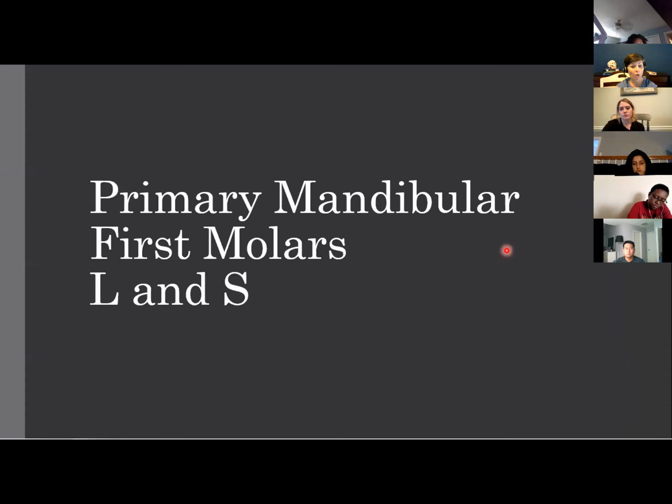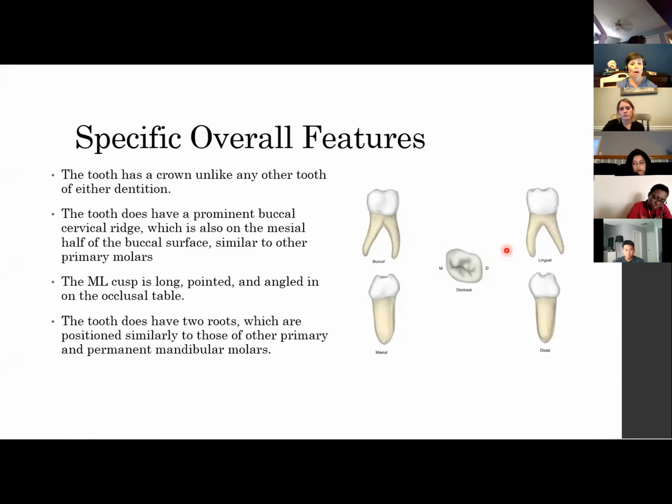All right, the mandibular first molars, L and S. This crown is unlike any other crown in either dentition. The tooth has a prominent buccal cervical ridge. So you can see the cervical ridge is down here, a prominent cervical ridge, which is also on the mesial half of the buccal surface, similar to other primary molars. The mesiolingual cusp is long and pointed and angled on the occlusal table.